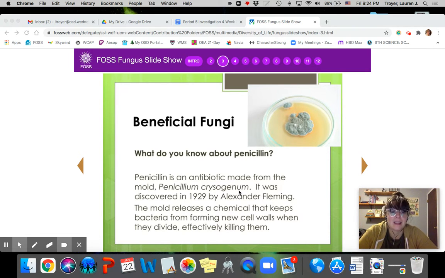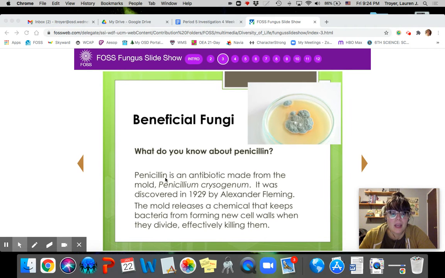walls when it divides. So if a bacteria goes to reproduce itself, gets really big, goes to divide, oops, now both bacteria cells are dead. So it's very effective at killing bacteria. And so that's what penicillin is. That's where it comes from. It comes from a mold, and it's an antibiotic.